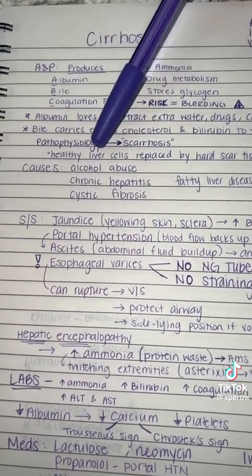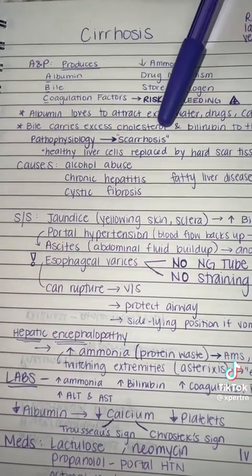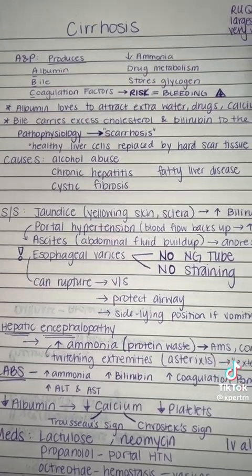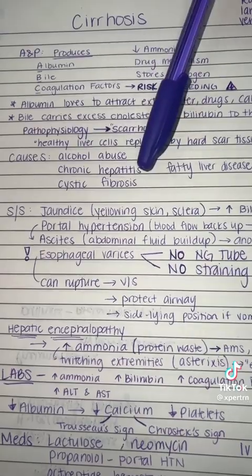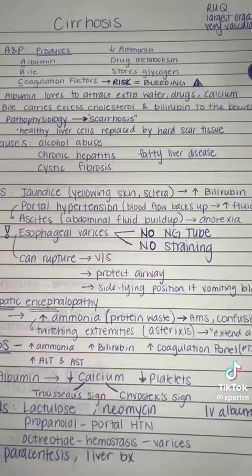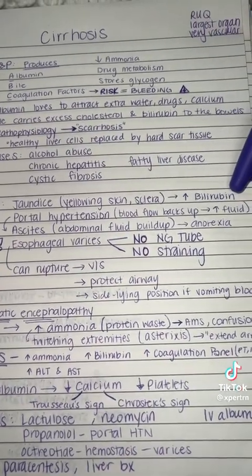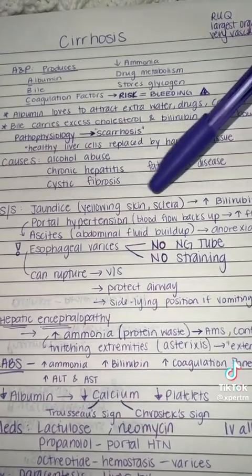So pathophysiology, you can remember cirrhosis, sclerosis: healthy liver cells are being replaced by hard scar tissue. So the causes are alcohol abuse, chronic hepatitis, cystic fibrosis. Because of elevated bilirubin levels, we're going to see jaundice, which is yellowing of the skin and sclera.